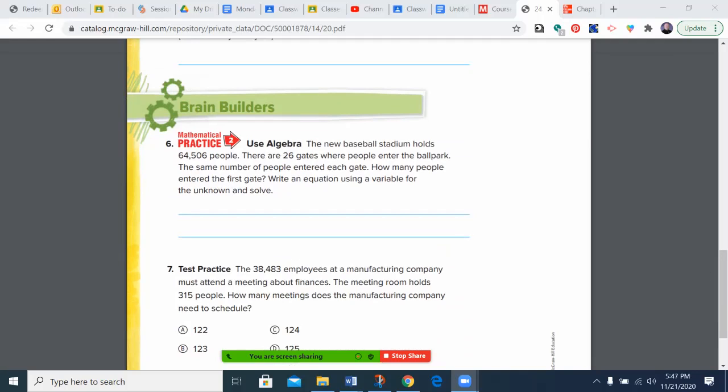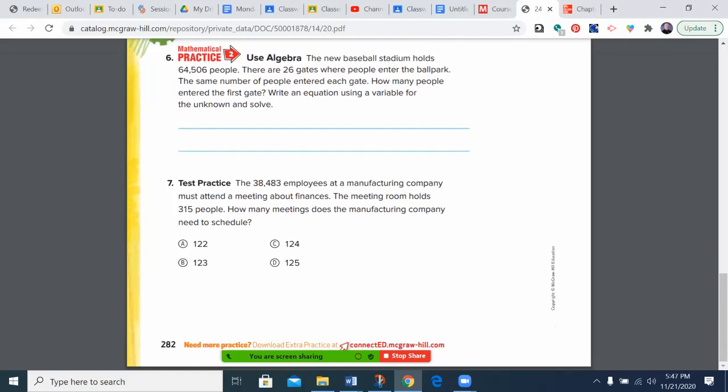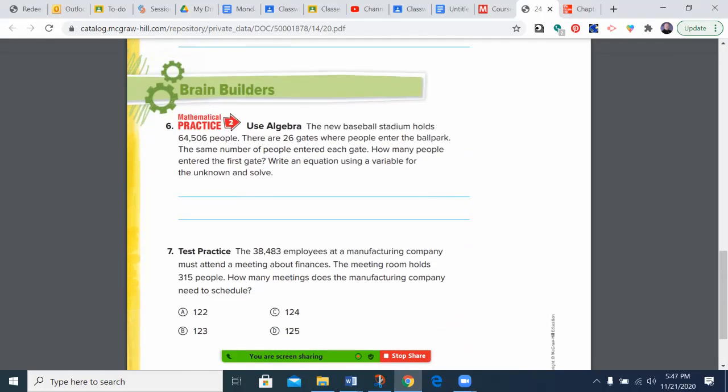The new baseball stadium holds 64,506 people. There are 26 gates where people enter the ballpark. The same number of people entered each gate. How many people entered the first gate? So you're going to divide the two numbers you have here, that and that. And then go ahead and try your test practice one.